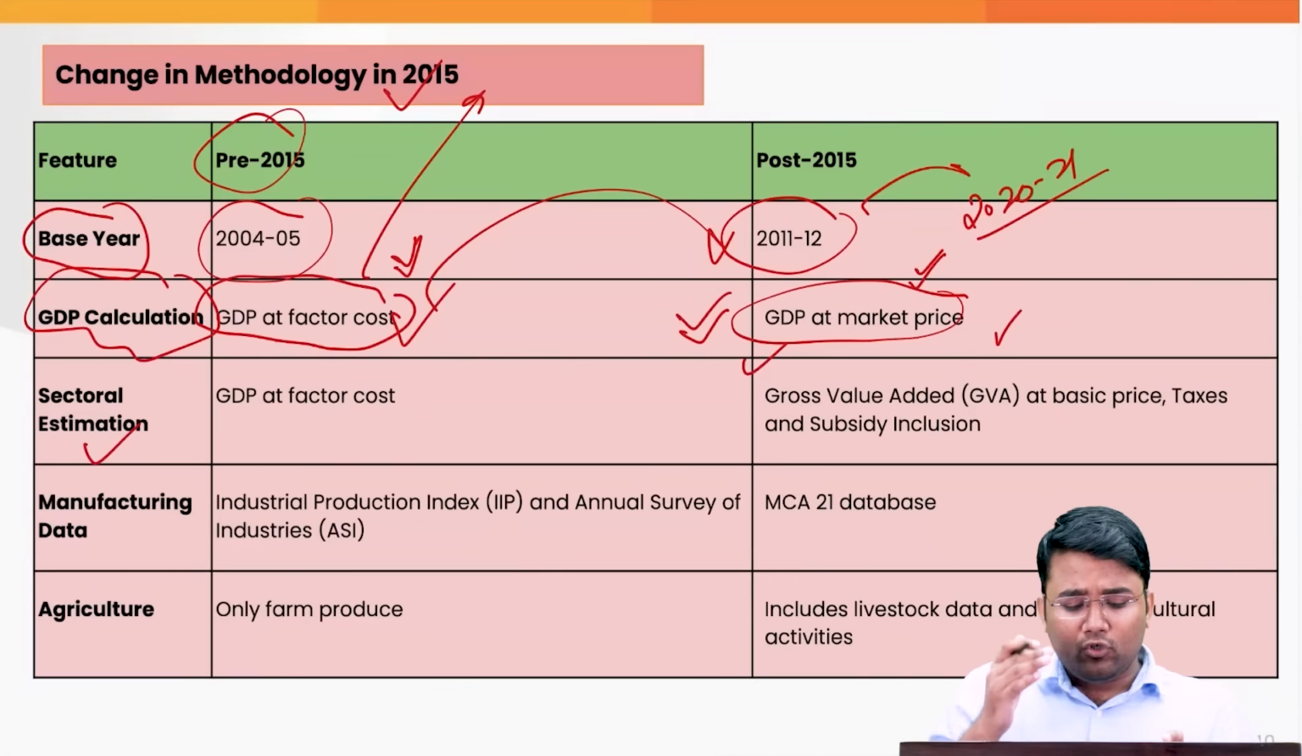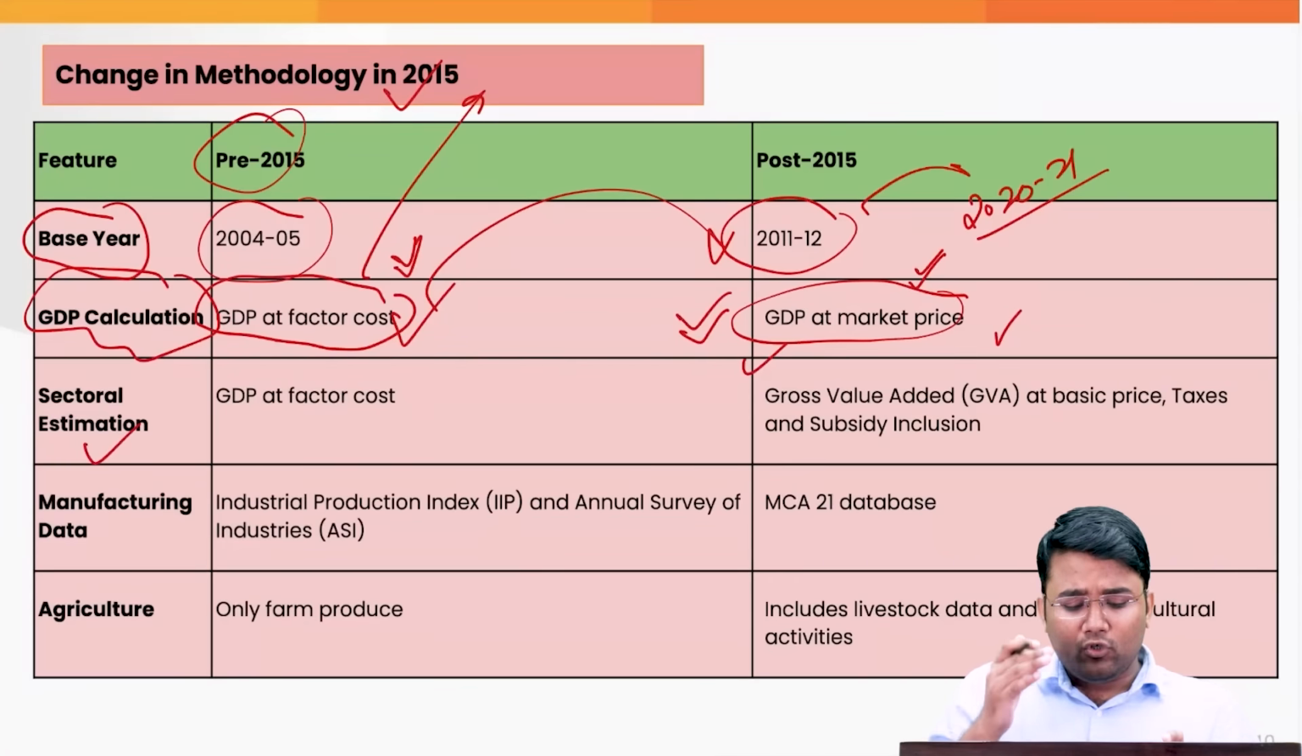Also, if you talk about the sectoral estimation, earlier there was GDP at factor cost, but now we are calculating the gross value added at basic price, where taxes and subsidies inclusion is happening. What is this? GVA at basic price is GVA at factor cost plus production taxes minus production subsidies. And GDP at market price, when we calculate it through GVA at basic price, is plus product tax minus product subsidies.